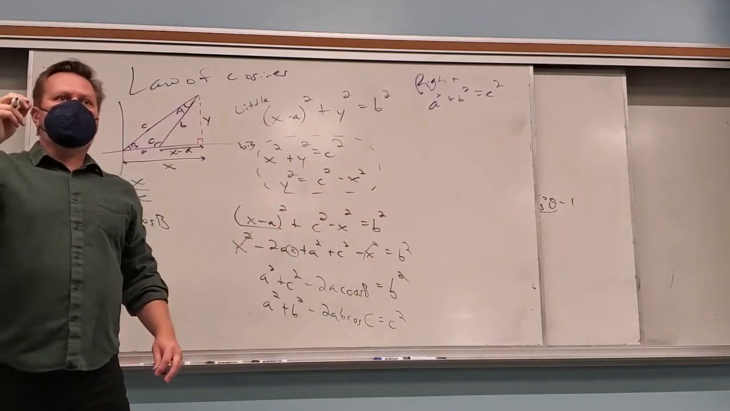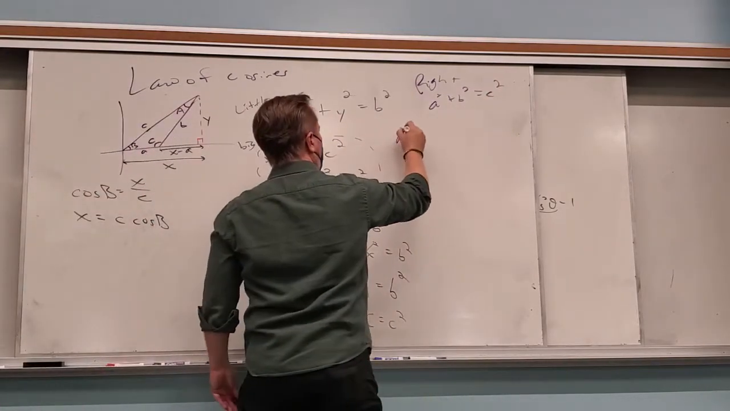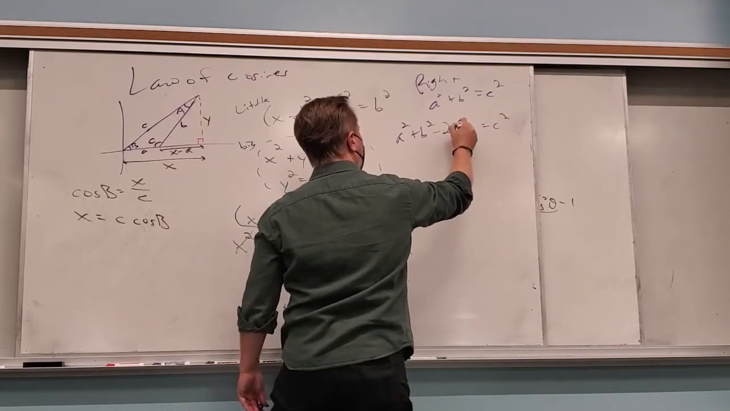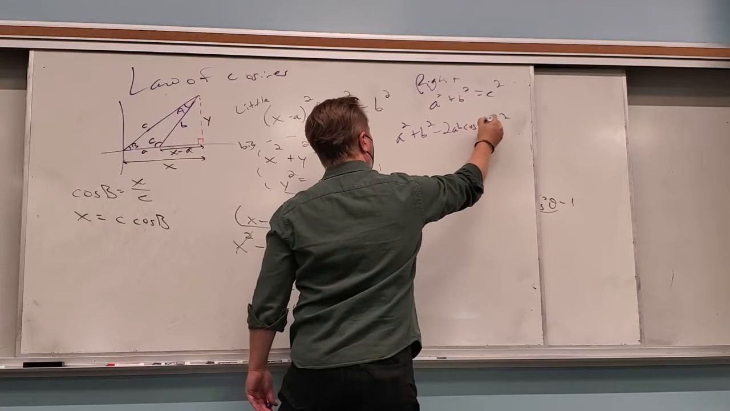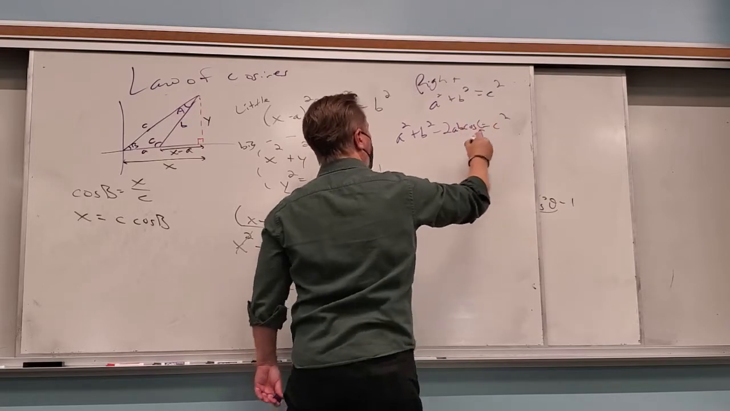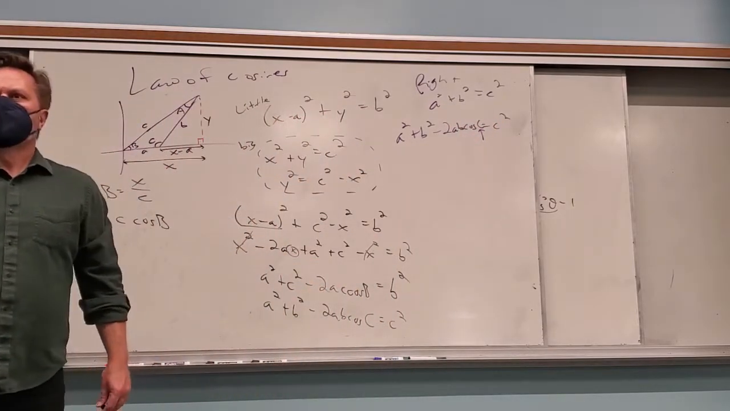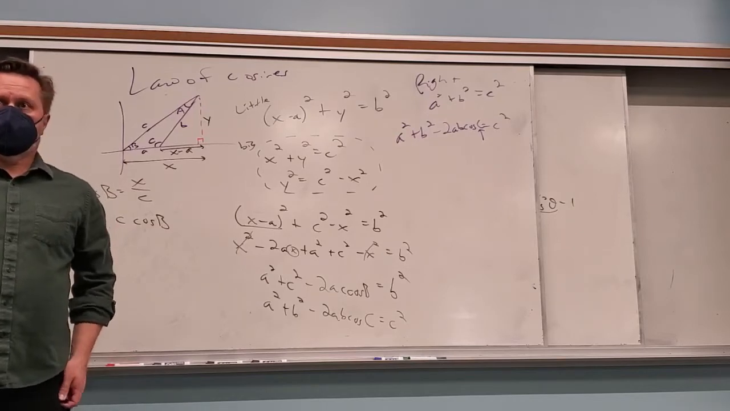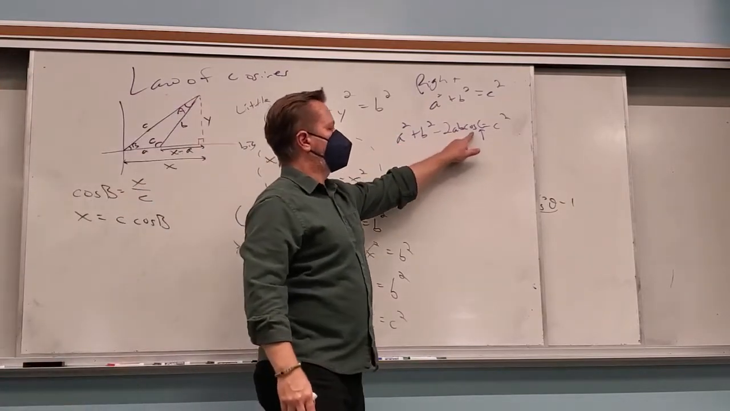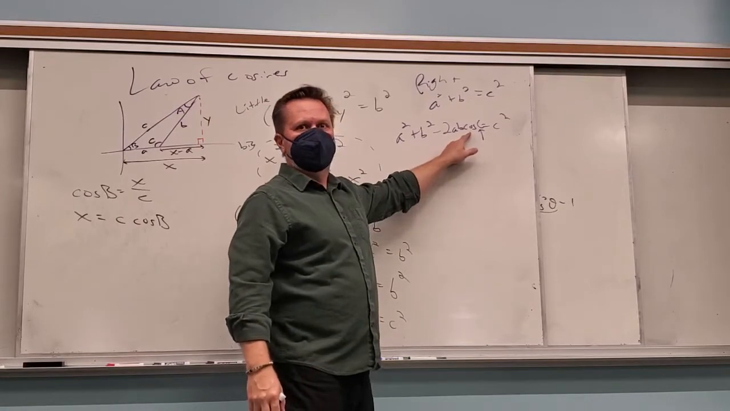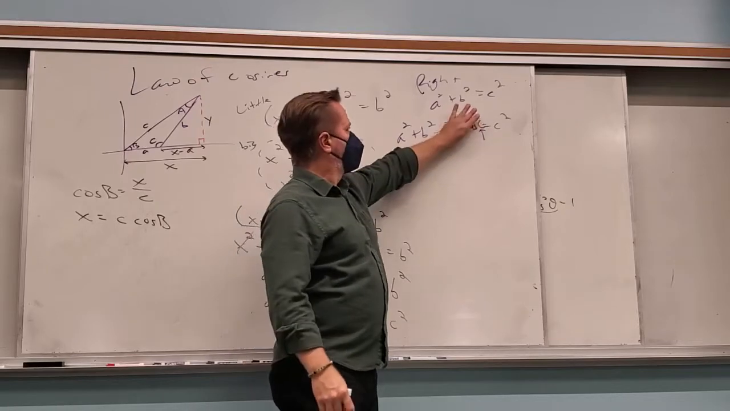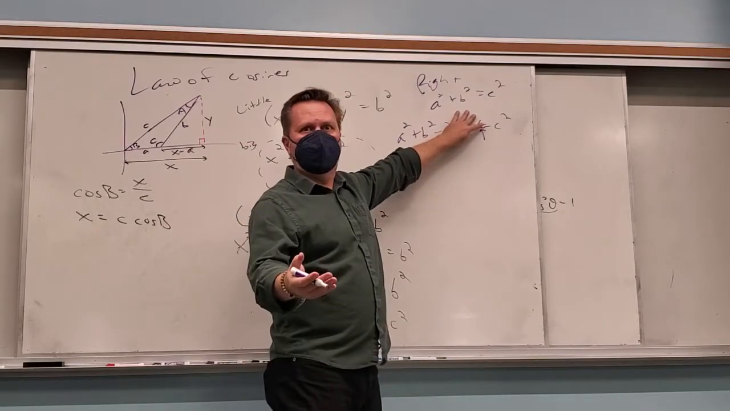For a non-right triangle, a squared plus b squared doesn't equal c squared. You have to adjust it because C won't be right. If angle C was 90 degrees, what is cosine of 90 degrees? Cosine of 90? 0. Don't you get the normal Pythagorean theorem?